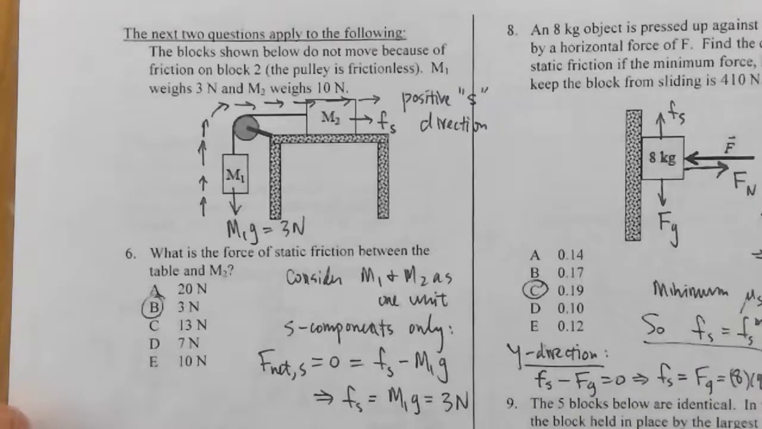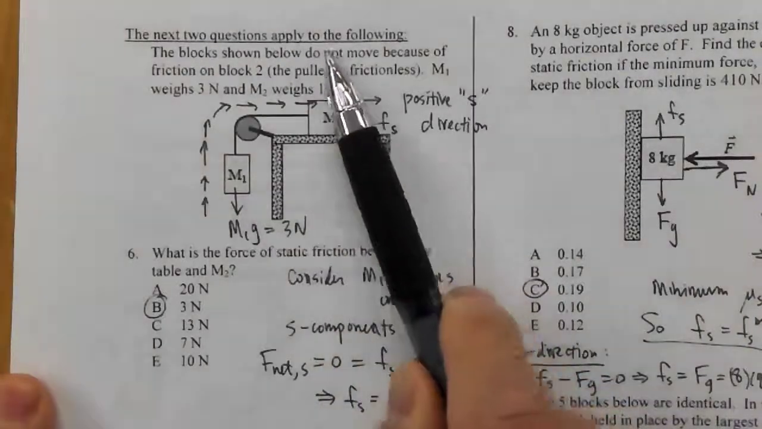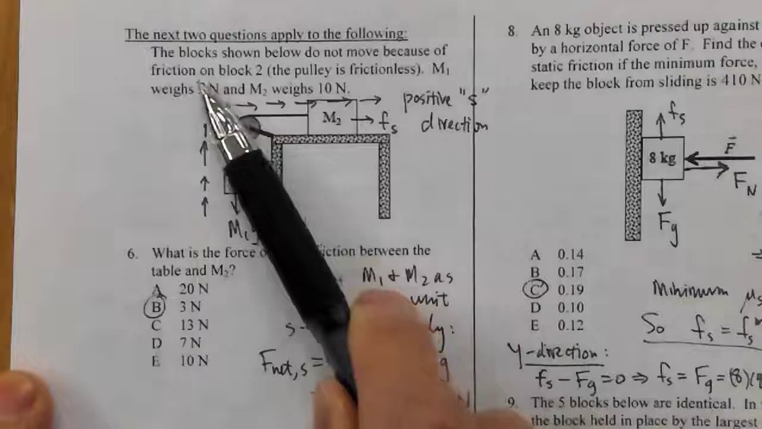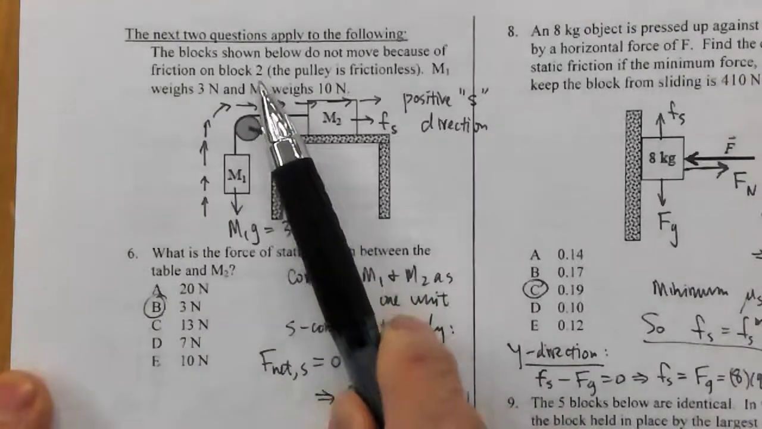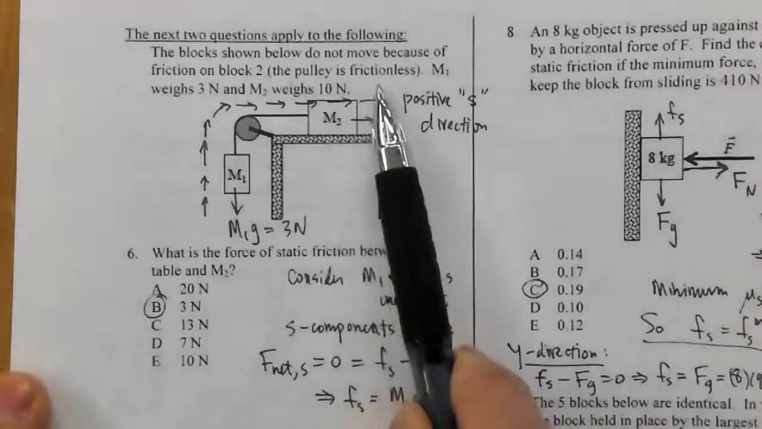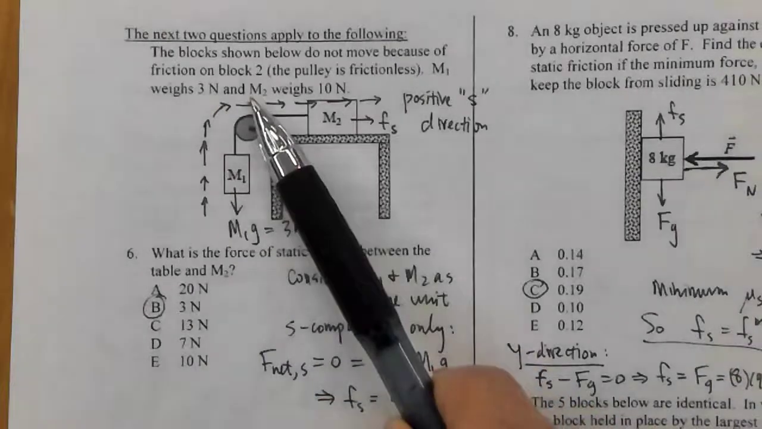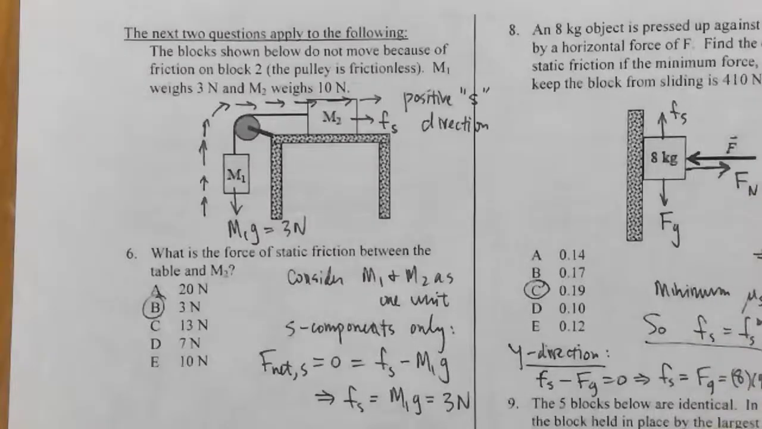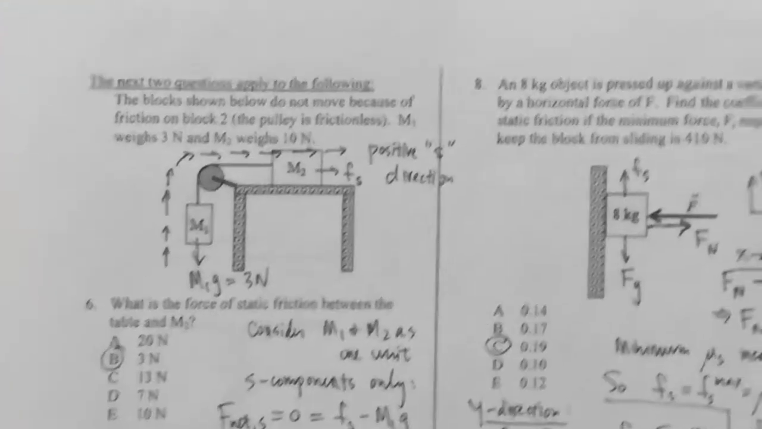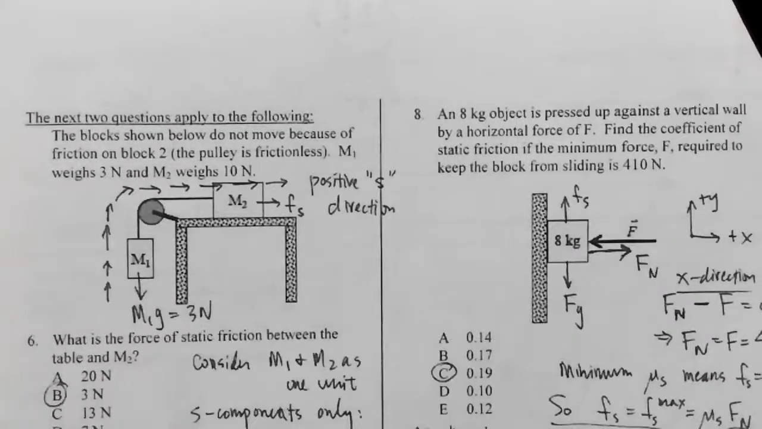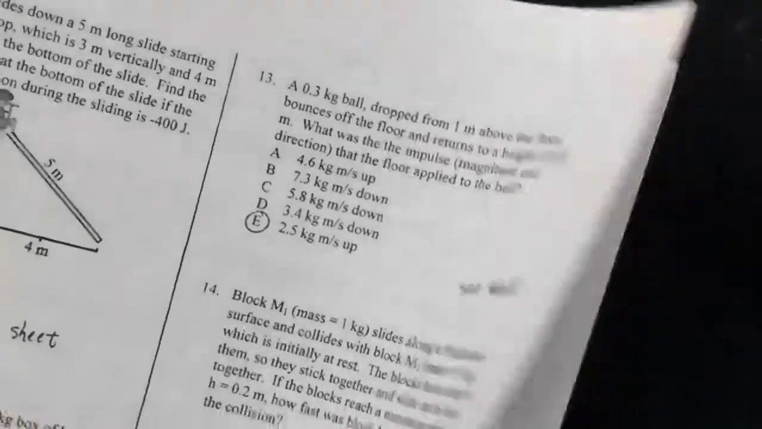Sure. Okay, so the two blocks shown below do not move because of friction on block 2. But the pulley is frictionless. M1 weighs 3 newtons, and M2 weighs 10 newtons. All right. This is not quite Atwood. It's not even moving. So you wanted a real Atwood problem. Right. A real Atwood.